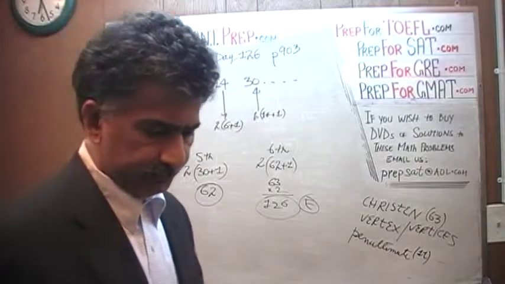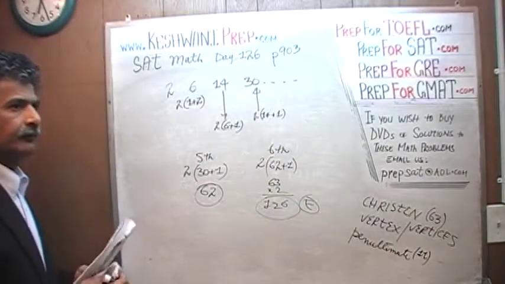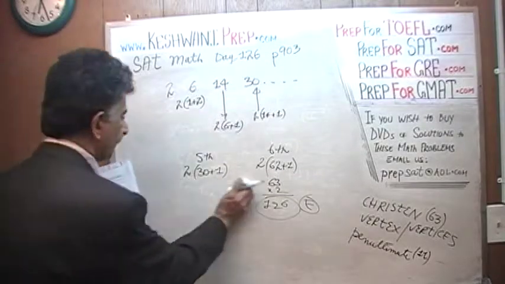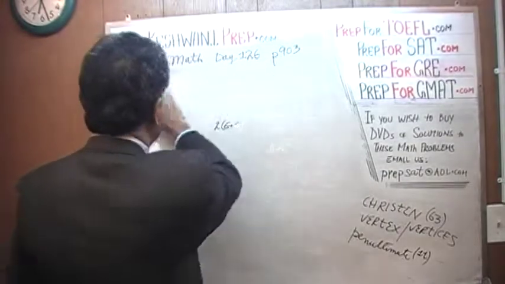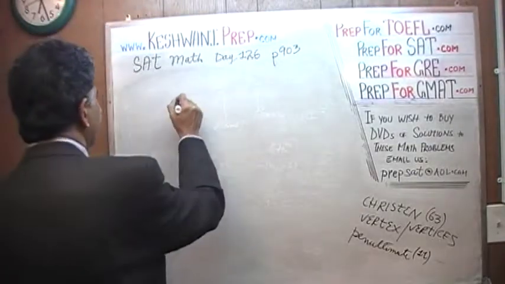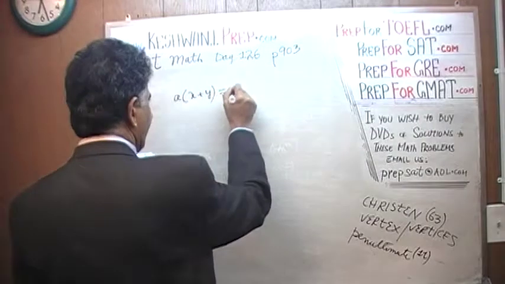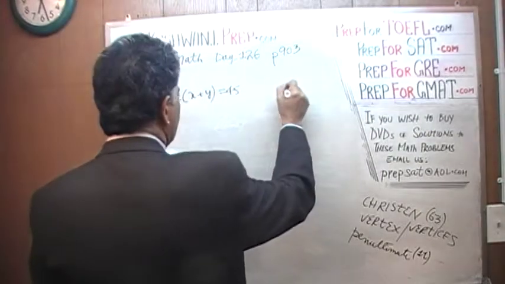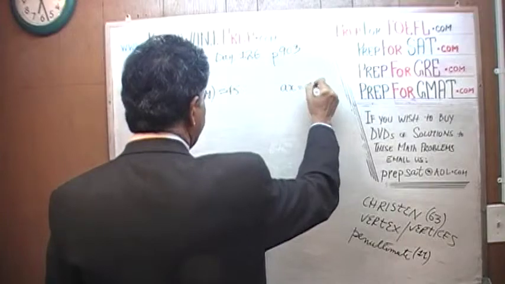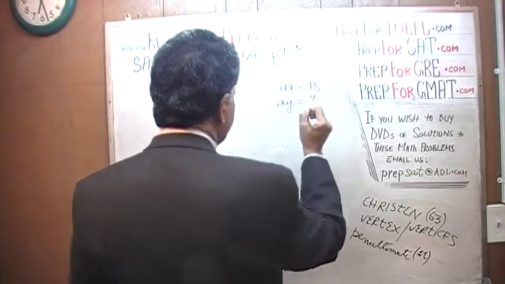Next one, number 2. We are told that A times (x plus y) equals 45. We are also told that A times x equals 15. The question is, how much is A times y?